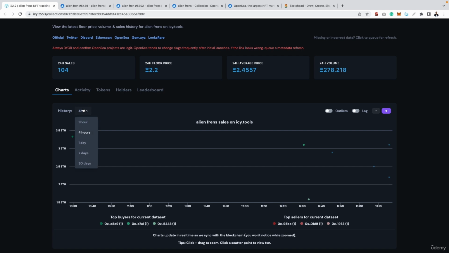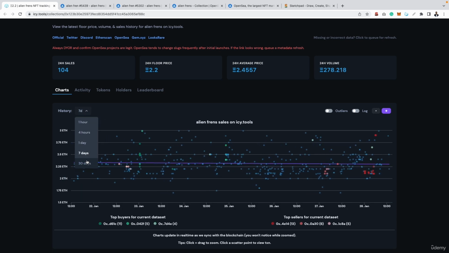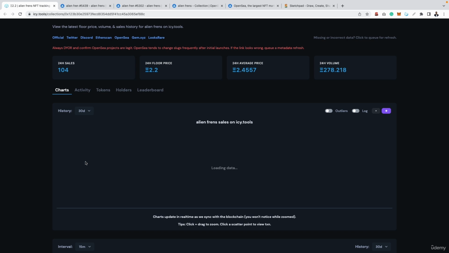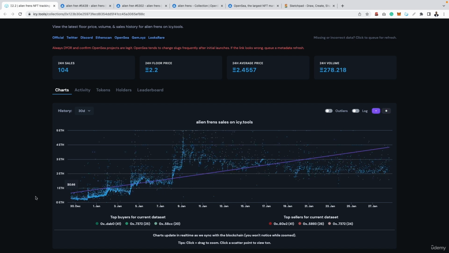I keep opening that. But if I change this to the last 7 days, for example, let's go for 30, as it's pretty sure this is an older collection. Yep, you can see it's been trading since the 30th of December. So you can see we can quite easily identify patterns. So if I just change this to the smaller circle so we can see that much better.